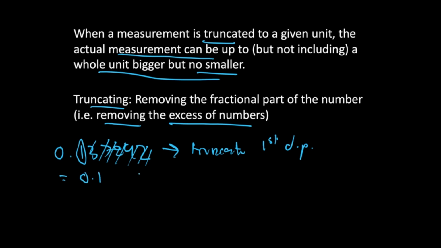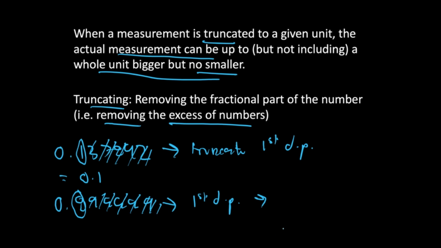This is truncation. Same thing if you had, let's say, 0.899999. To truncate this number to the first decimal place, you do the exact same thing. Look at the first decimal place, which is 8, and then get rid of the rest of the numbers. And that would give you 0.8. It all depends on which unit you are truncating to. So in both of these cases, it was the first decimal place, but if it was the second decimal place, you'd look at the second decimal place, which here would be 9, and then you'd get rid of the rest of the numbers.